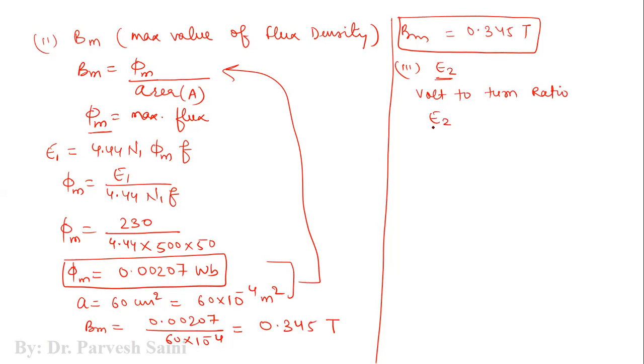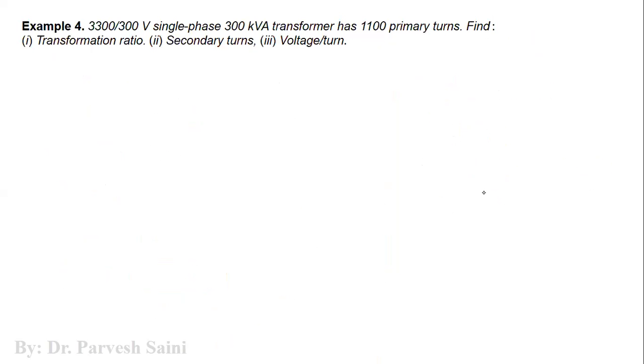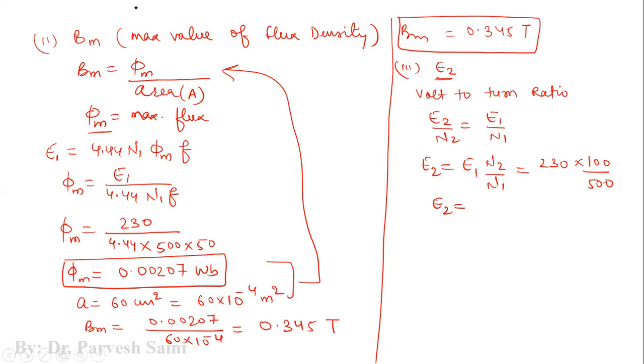So it is E2 by N2 is equal to E1 by N1. So E2 is equal to E1 N2 by N1. So E1 is 230, N2 is 100, N1 is 500. So E2 is equal to 230 into 0.2. So E2 is equal to 46 volts. So this is how we can calculate.